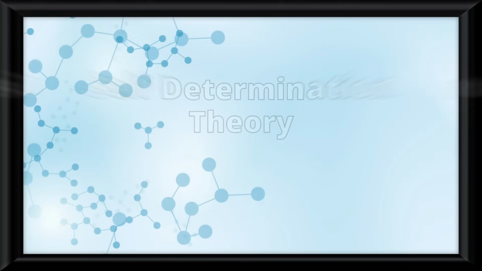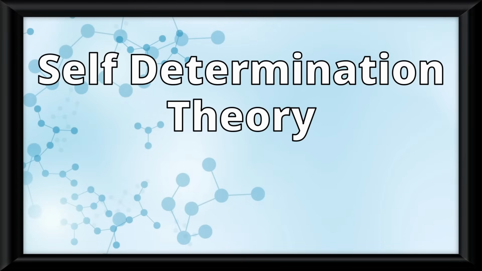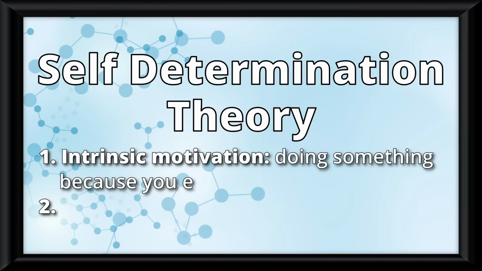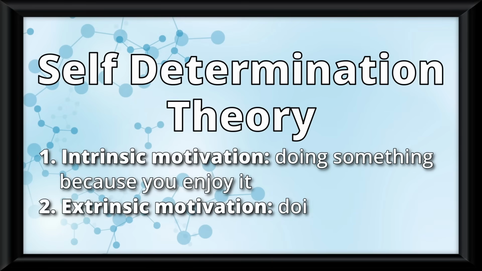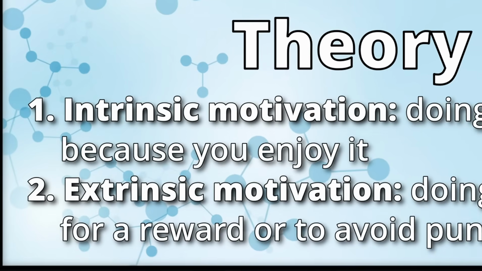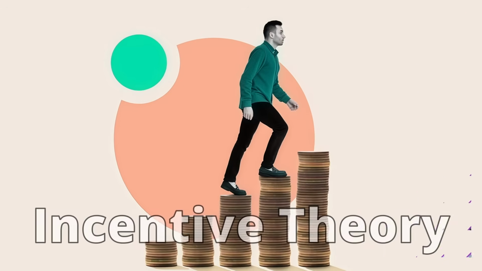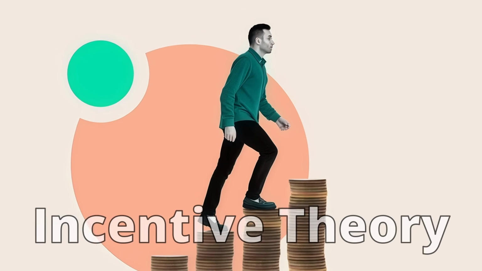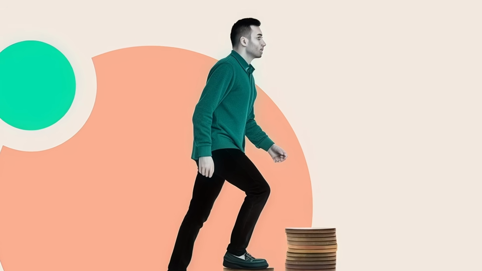Moving on, the self-determination theory explains that motivation is based on one of 2 things: intrinsic motivation, which is doing something because you enjoy it, and extrinsic motivation, which is doing something for a reward or to avoid punishment. A big part of the extrinsic motivation might be the incentive theory, which explains that we as humans are pulled toward behavior often because of incentives.